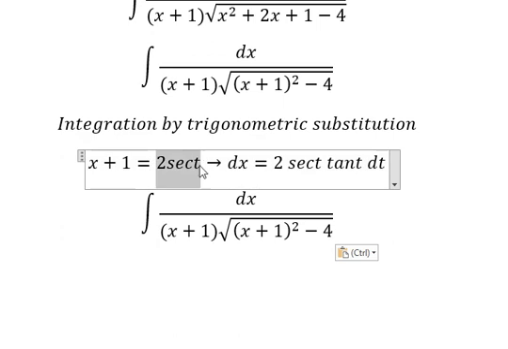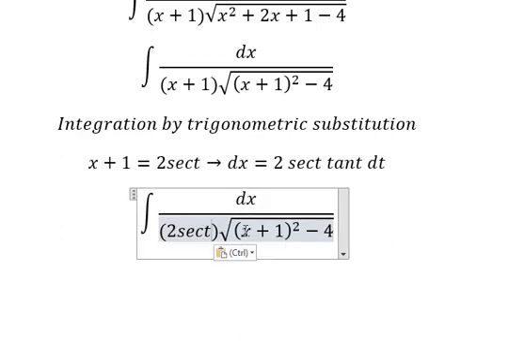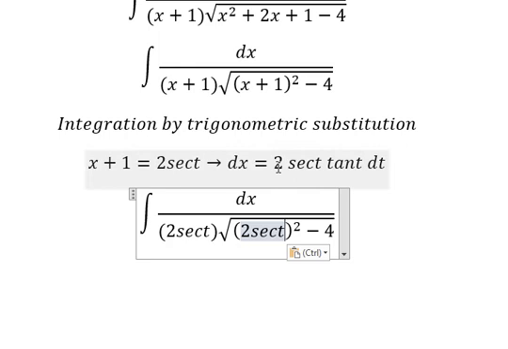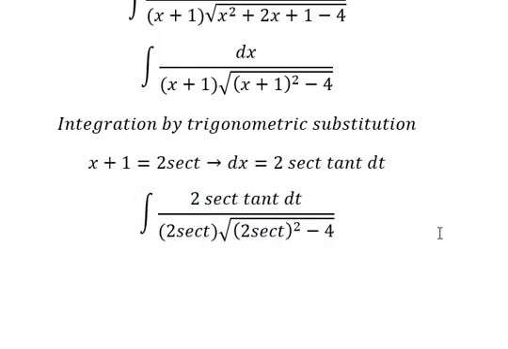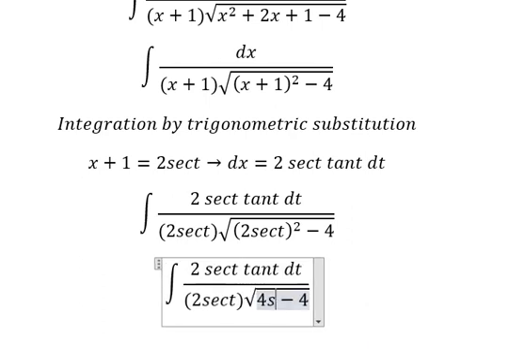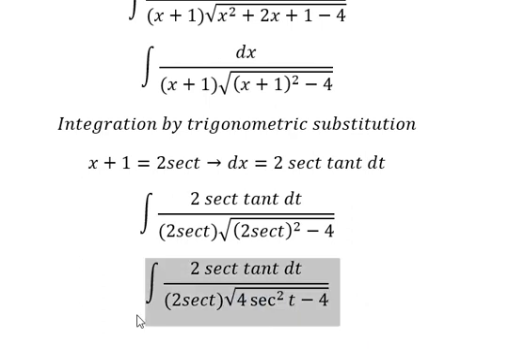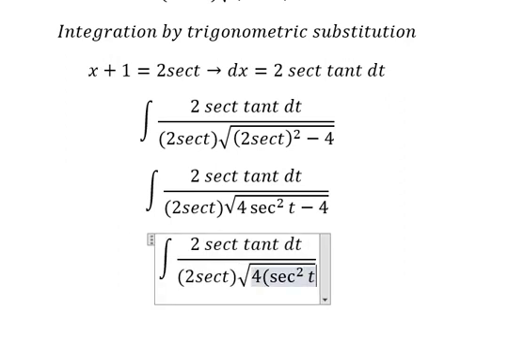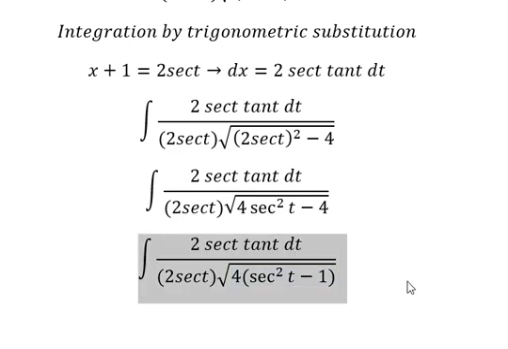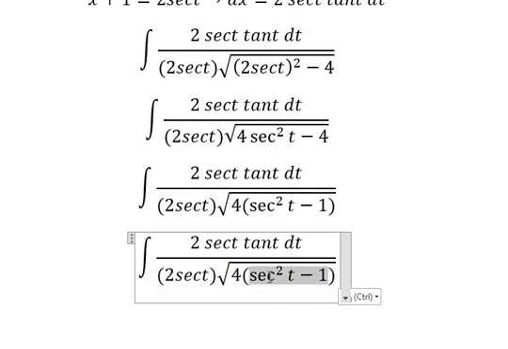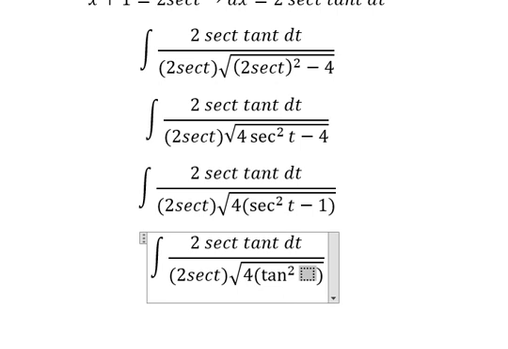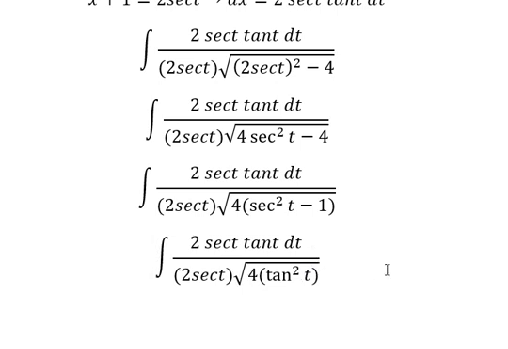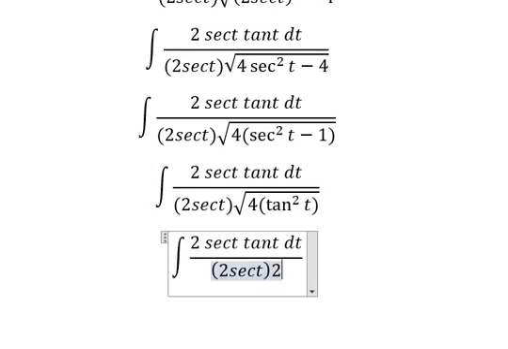So I will put this one gone here, this one gone here. dx we change by this one. This one we have 4 secant of t squared. Number 4, we can do factorization. This one we have tan t squared. So this one we have 2 tan t.